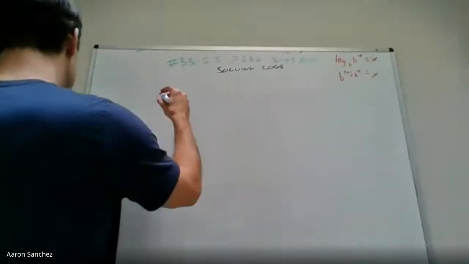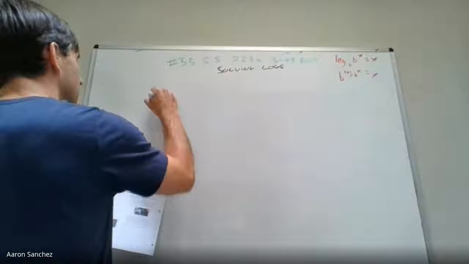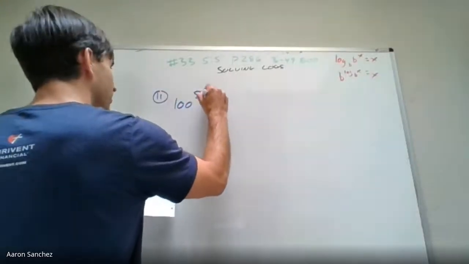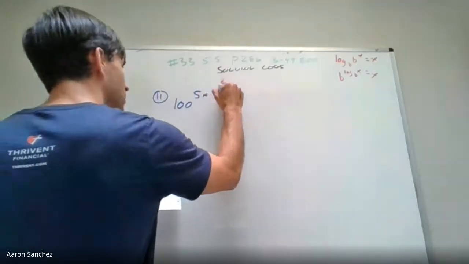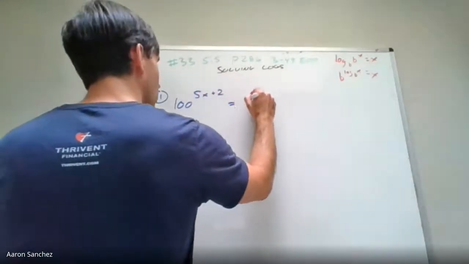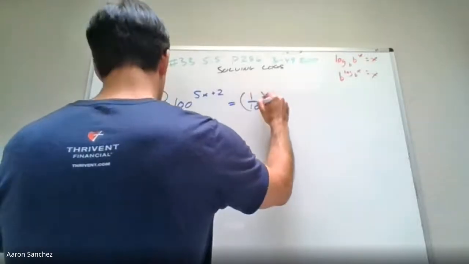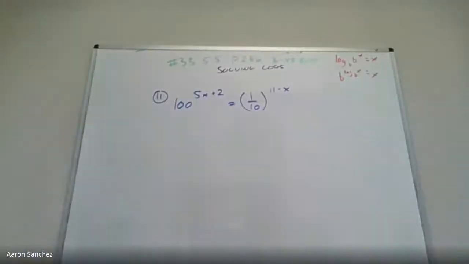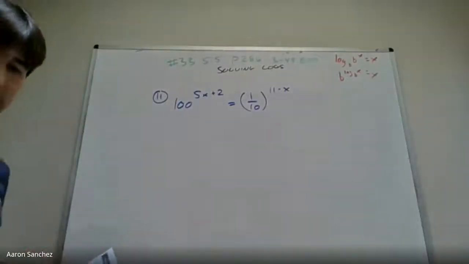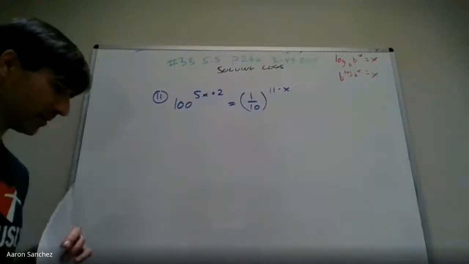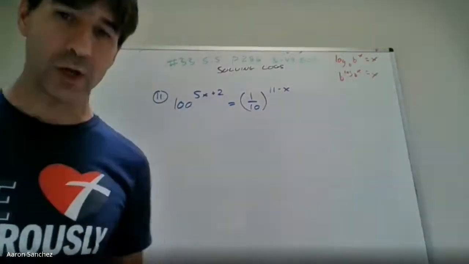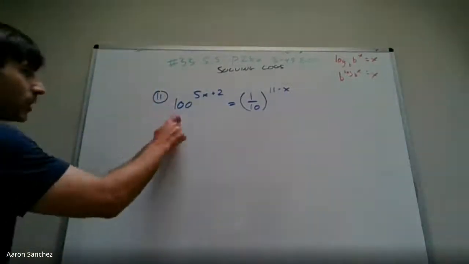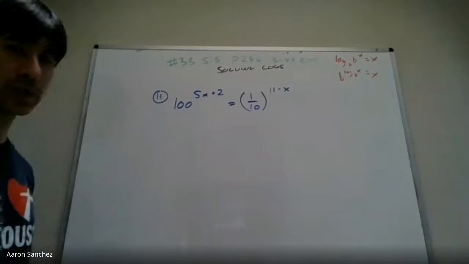Number 11. 100 to the 5x plus 2 equals 1 over 10 to the 11 minus x. Okay, take a look at this. What should I make my base? That's the $1 million question. What should I make my base? Right? Okay, think about it. 100 and 1 over 10. What should the number be?